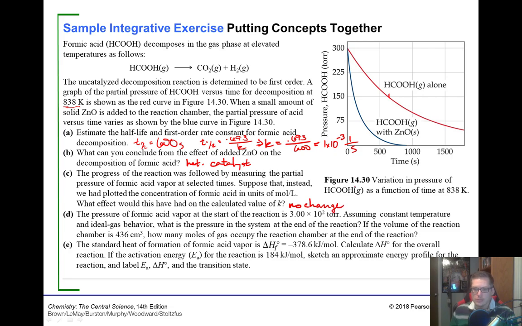Now, the pressure of formic acid vapor at the start of the reaction is 300 torr. Assuming constant temperature and ideal gas behavior, what is the pressure in the system at the end of the reaction? If the volume of the reaction chamber is 436 centimeters cubed, how many moles of gas occupy the reaction chamber at the end of the reaction? Now, it says we can use ideal gas behavior, so this was part D here.